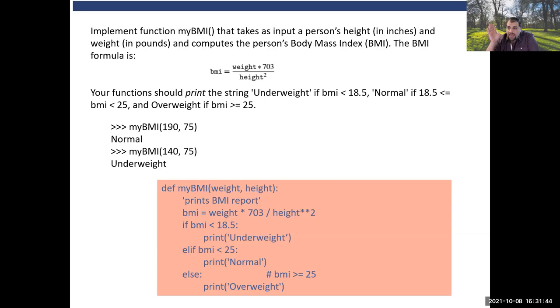So anybody has a question? Now, my question to the others: if I give you the same function and it's in meters and kilograms, can you do it?